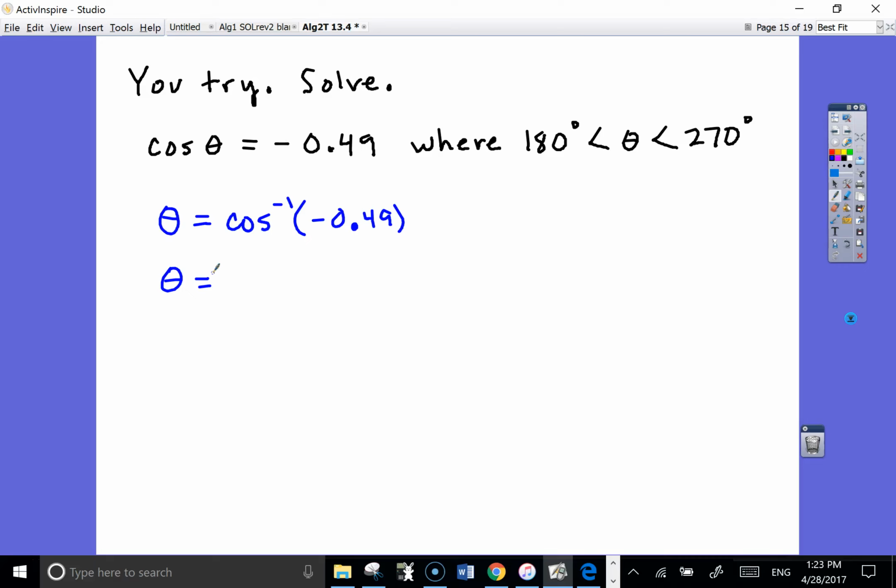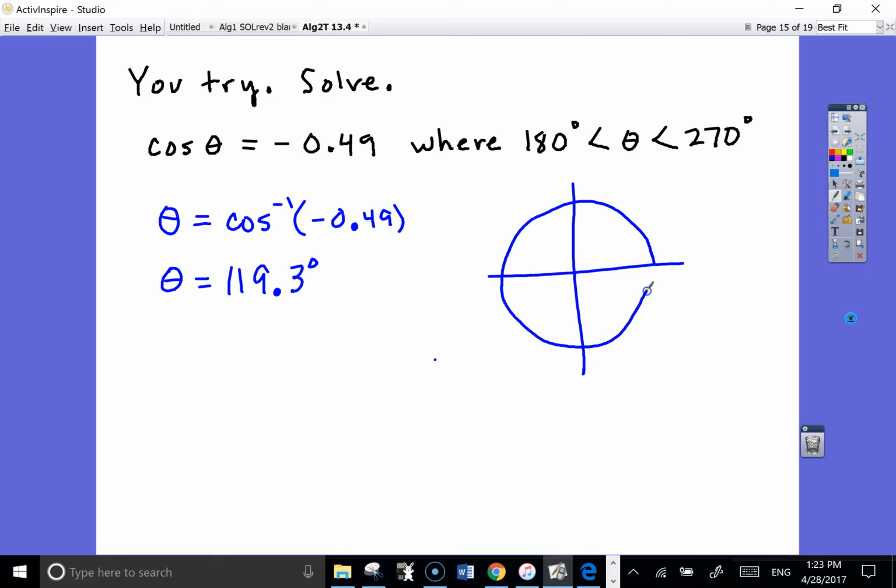So did you get 119.3 degrees? Okay. Again, I'm going to draw myself a circle just so I can understand what I'm doing. 119.3, what quadrant would that be in? Should be in the second quadrant, like about right there. Right? So I'll call that 119.3. Okay, but this is actually the third quadrant. Right, so how am I going to find the angle measure in the third quadrant that would have that same exact cosine value?